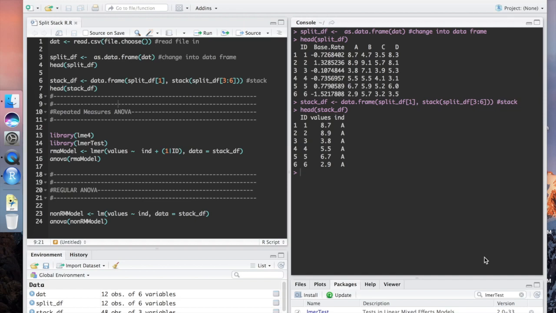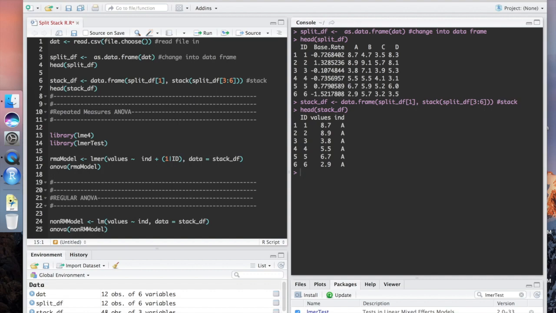So in the last video that I did, I showed you how to get your data in a form that is great for repeated measures ANOVA. So I thought that I would also show you how to do that repeated measures ANOVA in R. The two packages that you want to load that just make your life a little bit easier are these two packages. The first one you want is lme4, and the second one, just to make your output a little easier to read, is lmerTest.